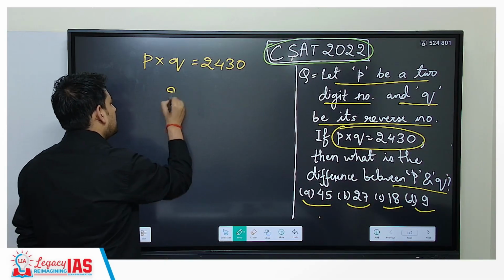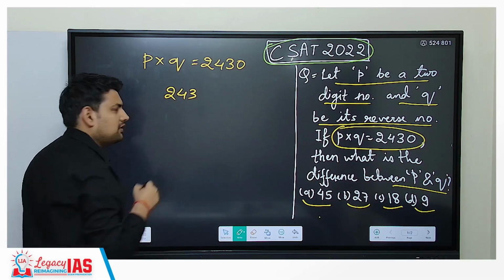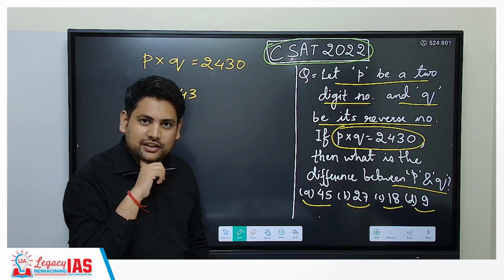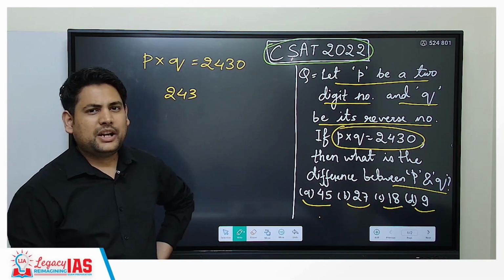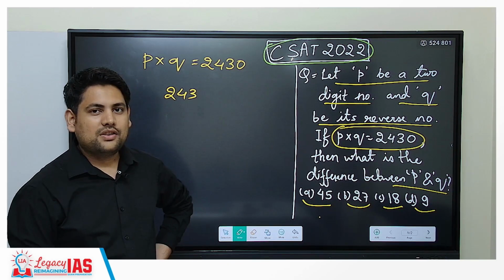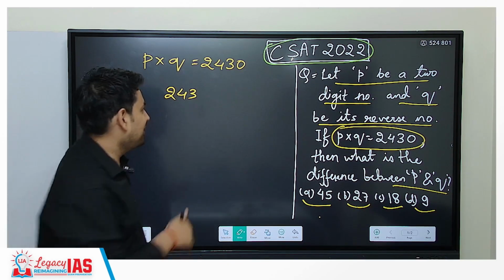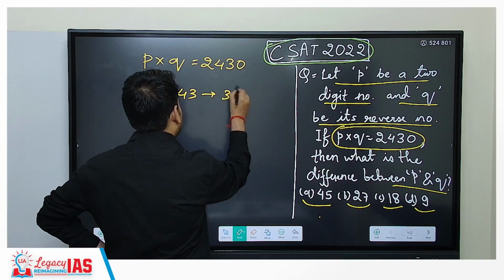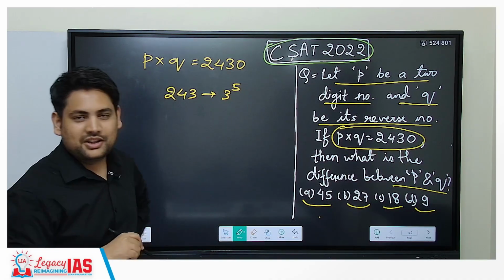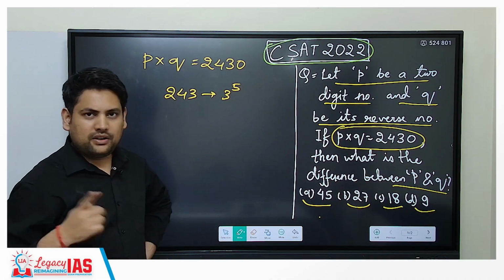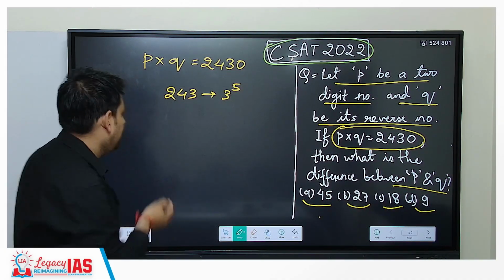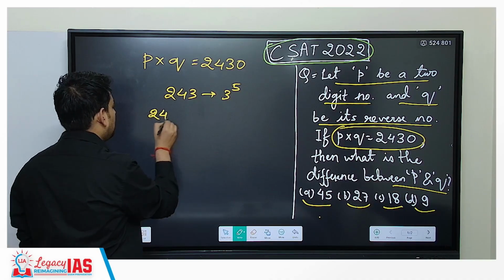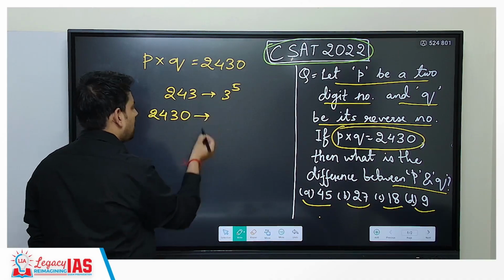Now, what does 243 remind you of? 243 reminds you of what? Does it remind you of 81 into 3? It should, because this is actually 3 power 5. Correct? 3 power 4 is 81, 3 power 5 is 243. Now, it is written 2430. So, how will this be formed?